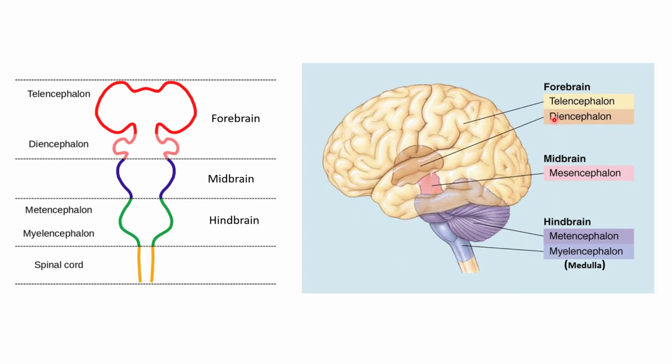The telencephalon, which we see at the top, is made up of the cerebral hemispheres and experiences the most growth out of the 5 sections. The telencephalon sits atop the other 4 sections, which together are known as the brainstem.